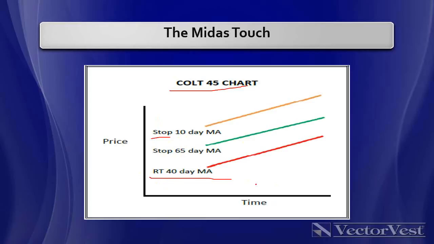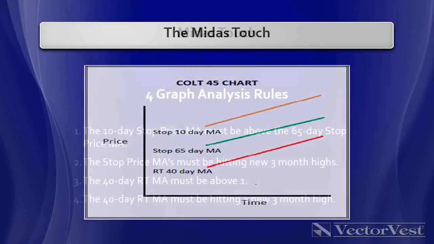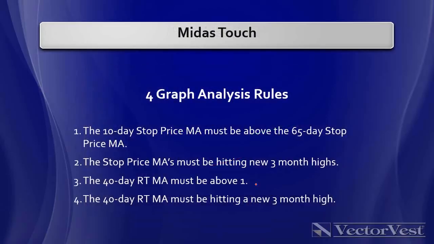And I've done a lot of work on divergences between the price and the RT40, and they are a leading indicator, and I've spent weeks on that. So, 4 rules to get into the Midas Touch watch list. The 10-day of the stop must be above the 65, and both those must be making 3-month highs. The 40-day moving average must be above 1, and it also must be making a new 3-month high. And Lloyd, that's why you probably mentioned that earlier. If those criteria are met, then those shares are grouped into the Midas Touch watch list.